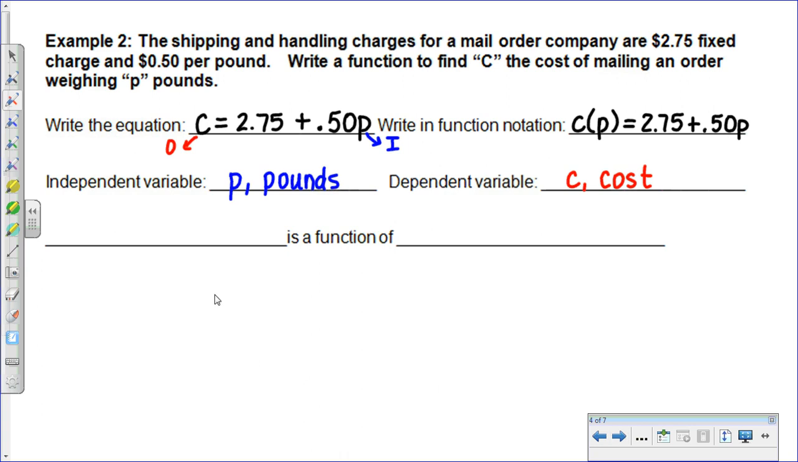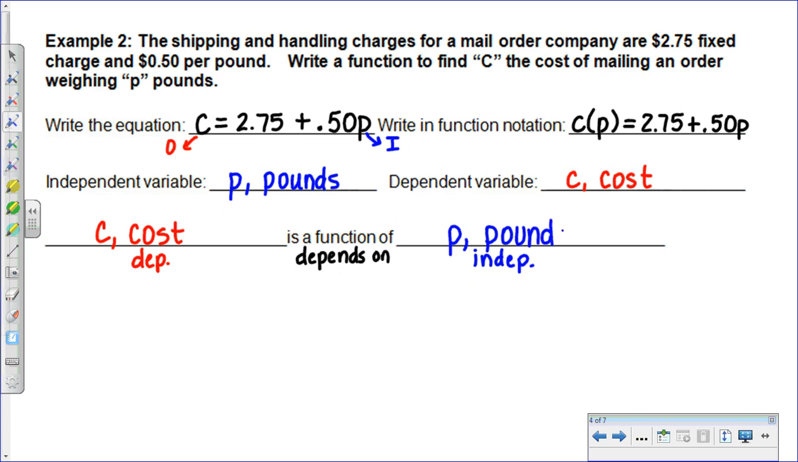This time, we're going to fill in a dependency statement, but instead of "depends on," it says "is a function of." "Is a function of" is just a fancy way of saying "depends on." And we know that the dependent variable depends on the independent variable. Likewise, the dependent variable is a function of the independent variable. So we can easily fill in that C, the cost, is a function of, or depends on, P, the pounds. And that just makes sense because obviously how much it's going to cost depends on how much the package weighs.